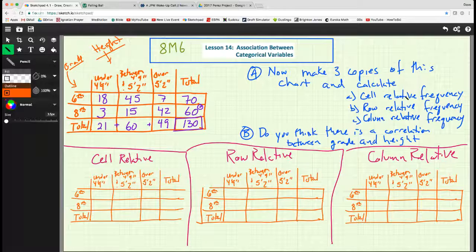So our cell relative frequency, if you recall, is basically each cell divided by the total. So let's go ahead and do that. 18 divided by 130, and we're going to round to the nearest percent. So this is 14%. Let's do this in red. 45 divided by 130 is 35%. And 7 divided by 130 is 5%. 3 divided by 130 is 2%. 15 divided by 130 is 12%. And then 42 divided by 130 is 3%.